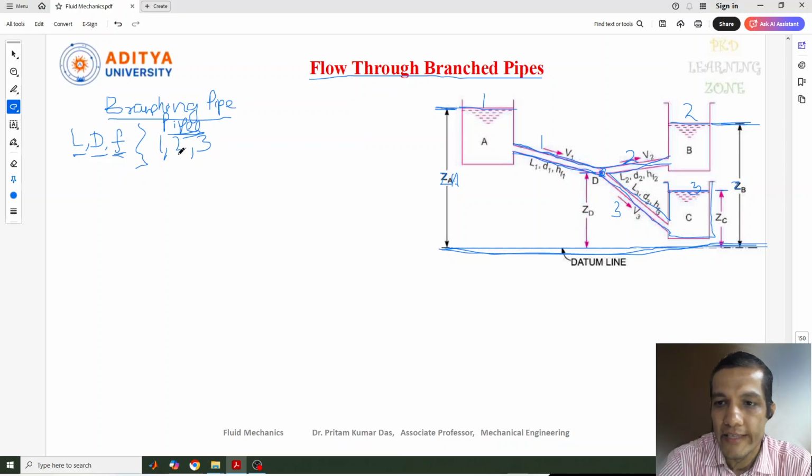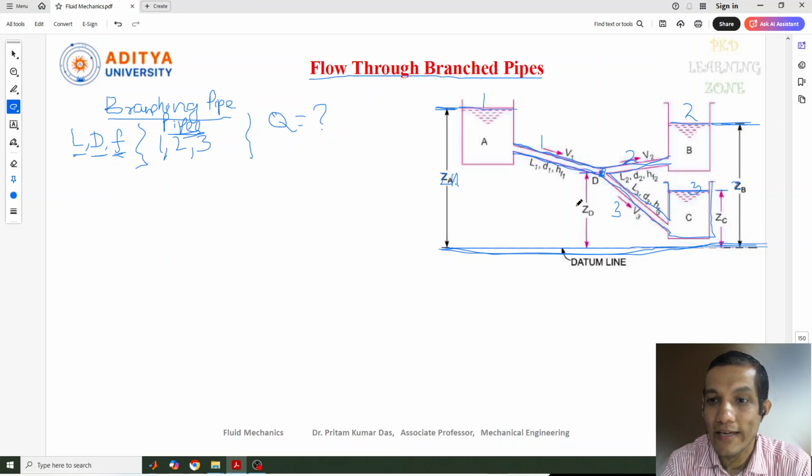Now we can see what we need to calculate. From this concept, we need to find out the discharge, and we also need to identify the direction of flow.